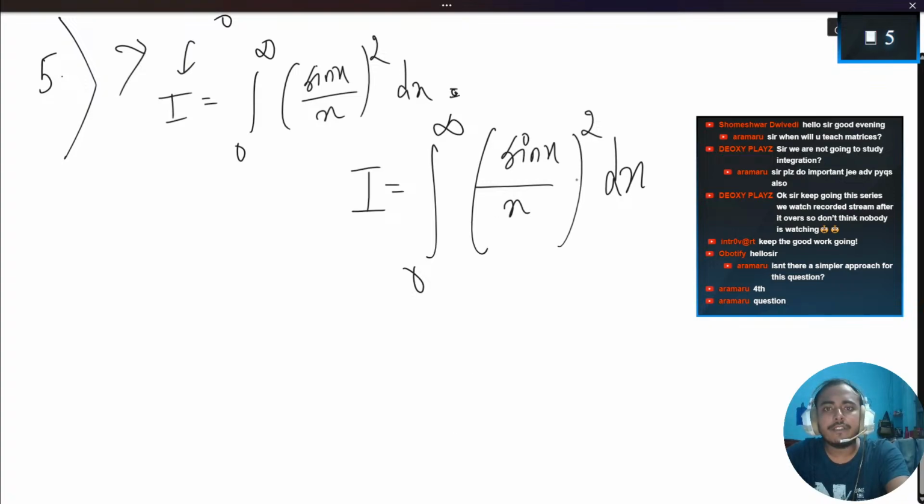So for today, let's do this integral and end the stream here. So the integral from 0 to infinity of (sin x by x) whole square dx. Now, what I'm only going to say is this integral can be reduced into the following integral.